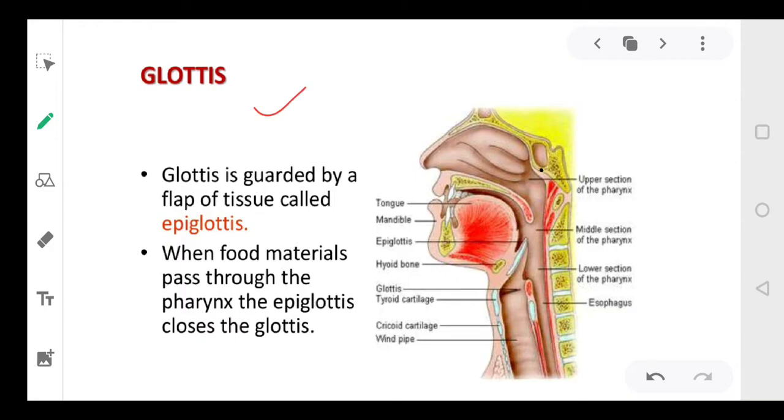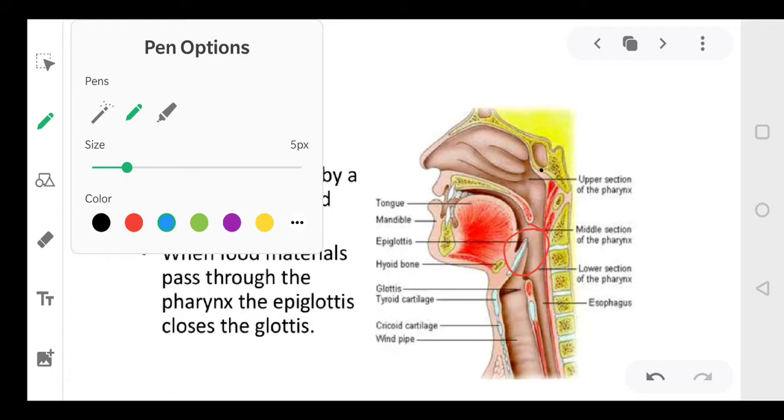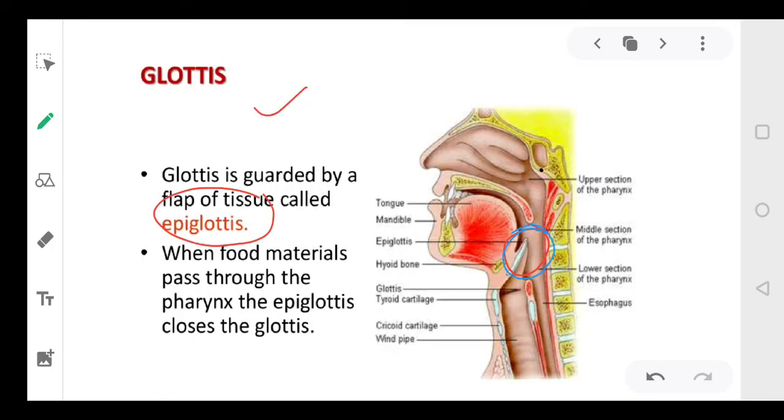Let's talk about the glottis. So glottis is basically a flap. You can say it is being controlled by a flap-shaped opening, which is called the epiglottis. This is your epiglottis. You can note here. This is epiglottis. Okay. This flap-like structure.